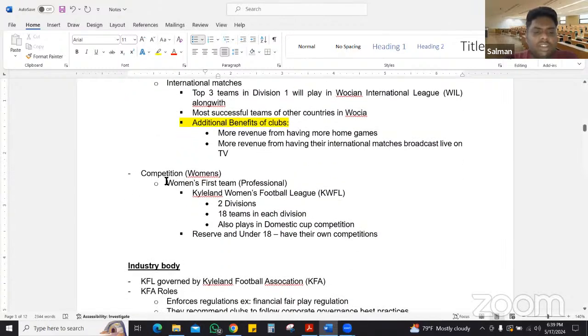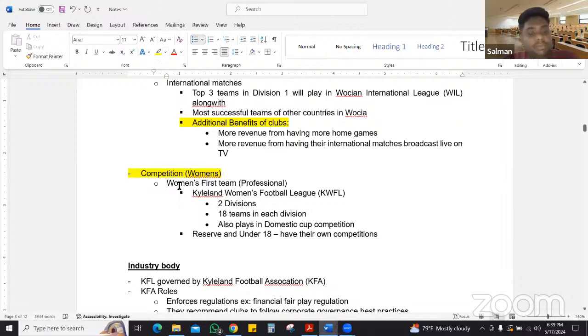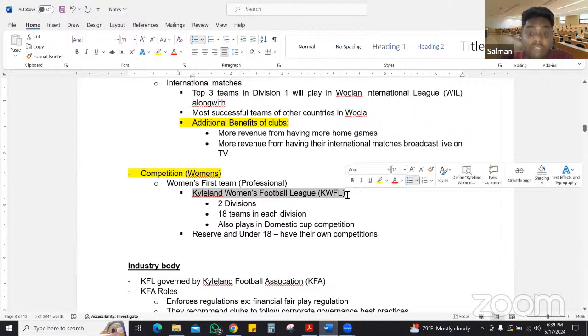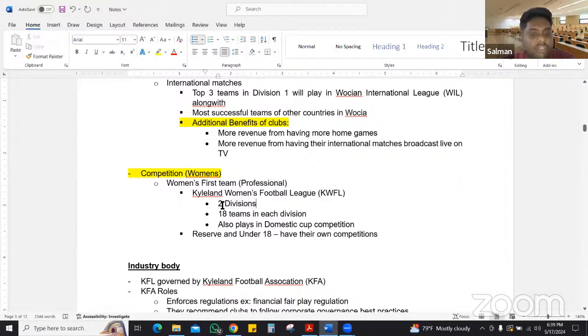If you look at competition, women's competition, so far we were discussing the men's competition. That's the mainstream. If you look at women's competition also, we have the women's first team, which is a professional club, not a recreational club. And they also have the Thailand Women's Football League. Earlier, Thailand's Football League was the men's. They have a similar Women's Football League, which is a domestic competition. Thailand's Men's League has 3 divisions, 18 teams in each division. Women's League has 2 divisions, 18 teams in each division. And they also play in the domestic cup competition.